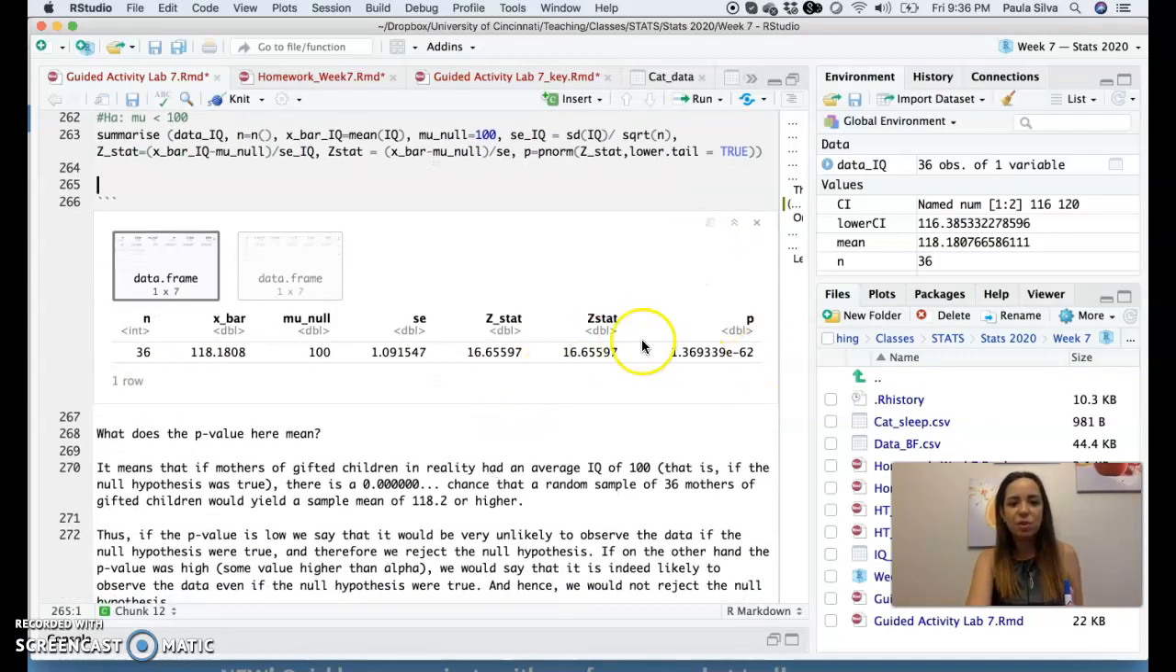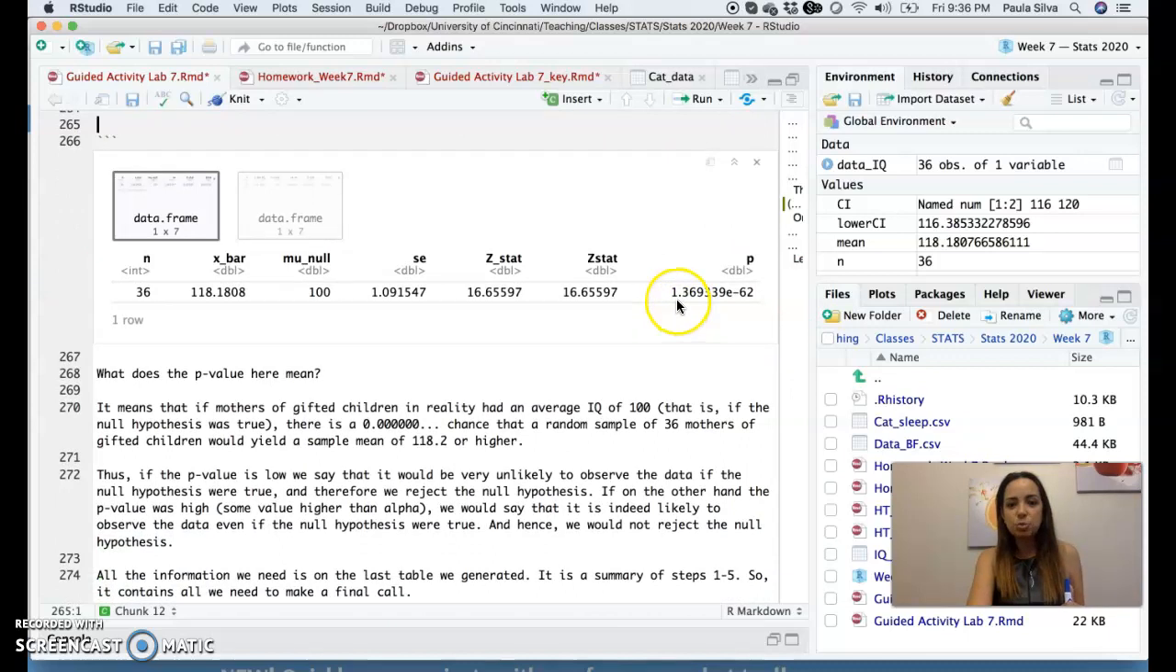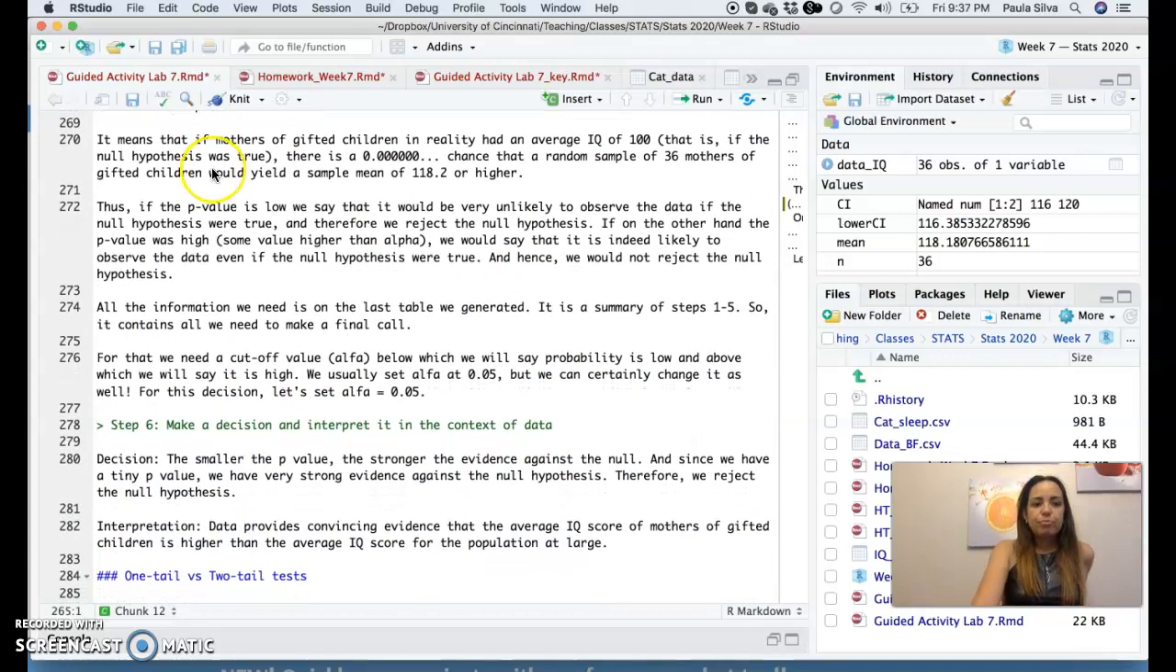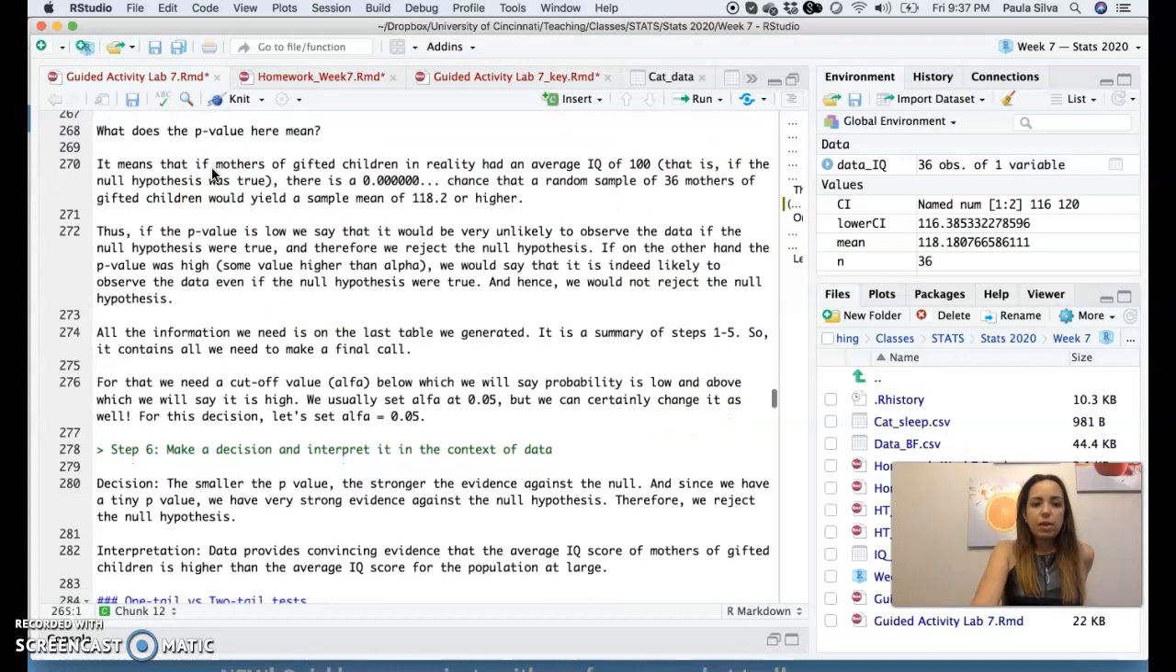We have a p-value that's pretty low. It's 1.3 times 10 to the negative 62. So 61 zeros, 136. So pretty much zero probability of seeing a mean score of 118 or higher if the mean of the population is actually 100. So this is what this p-value means.